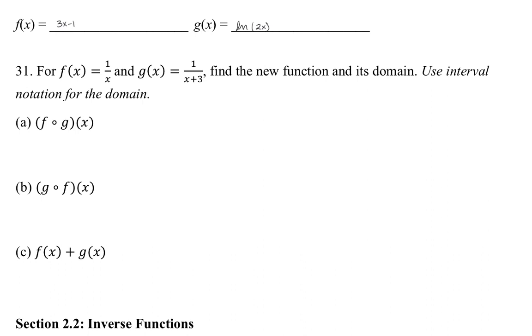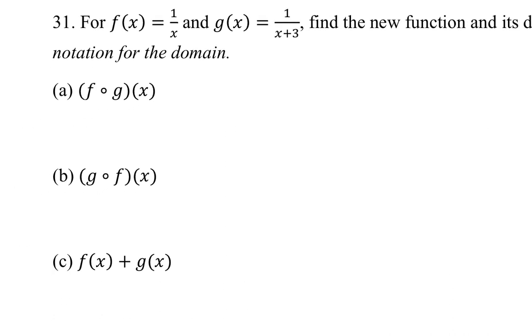Okay, so now for question 31, looking at f of x is 1 over x, g of x is 1 over x plus 3. Find the new function and its domain using interval notation for the domain. First, we're going to have f of g of x, which is going to look like 1 over 1 over x plus 3. Now, to get that 1 over x plus 3 on top, what we're going to have to do is multiply by x plus 3 over x plus 3, which will give us just x plus 3. Because this one will cancel out with that, and all we're left with is x plus 3.